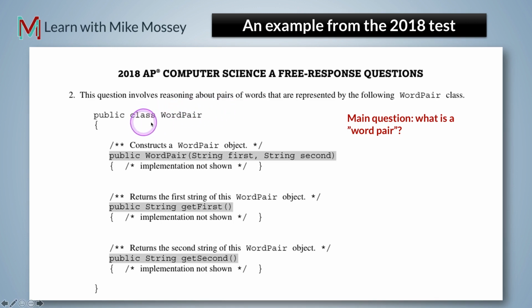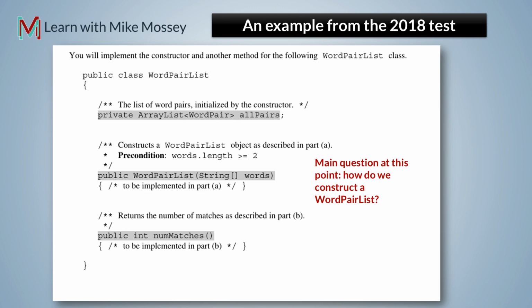So it's declaring the WordPair class. Here's the constructor. It takes the parameters first and second. Now I'm starting to think a pair is usually two things, so this is starting to seem pretty obvious. Then we have getters, getFirst and getSecond. Okay, so I'm pretty sure that this is just a pair of strings, but I'm going to still keep open to what it might turn out to be as we read more.